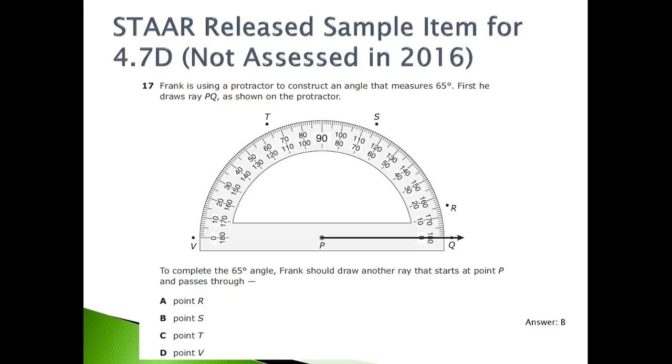Here's how it could be assessed. This was a release sample item. It wasn't assessed, but here's an example of how it could be assessed. So if you complete the 65-degree angle, Frank should draw another ray that starts at point P and passes through what point in this case.